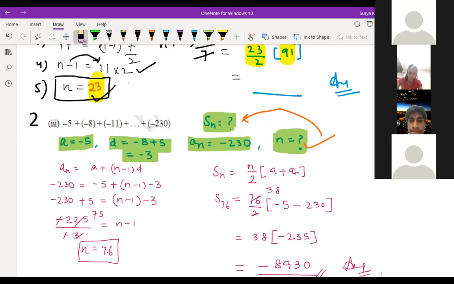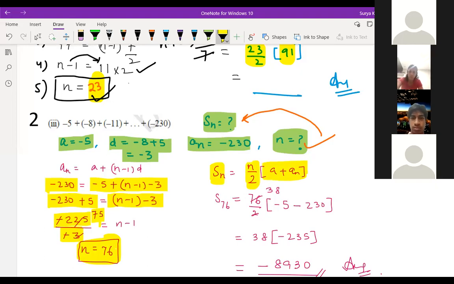an is equal to a plus n minus 1 into d. an is given to us, that is -230, is equal to -5 plus n minus 1 into -3. So -230 plus 5 is equal to n minus 1 into -3. -230 plus 5 is what? -225. -225 divided by -3 is 75. So 75 is equal to n minus 1. So n is equal to what? 76.